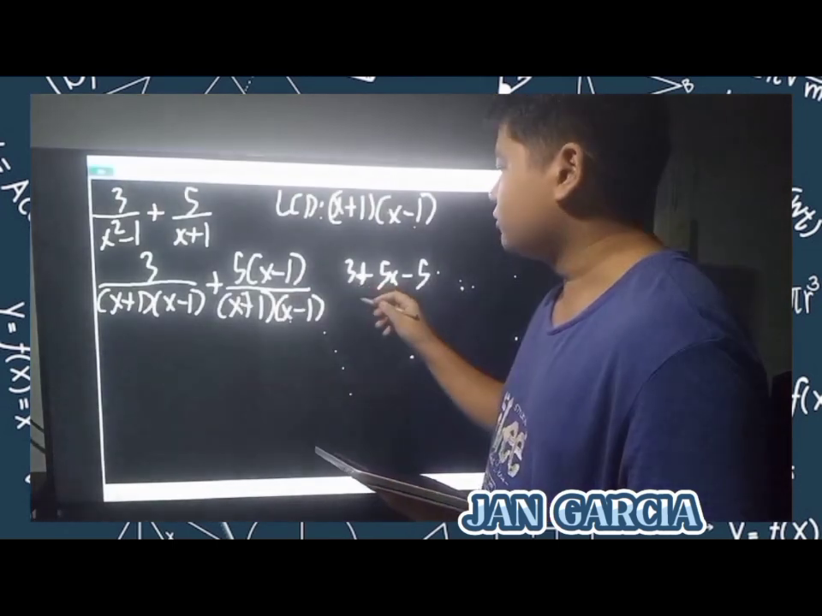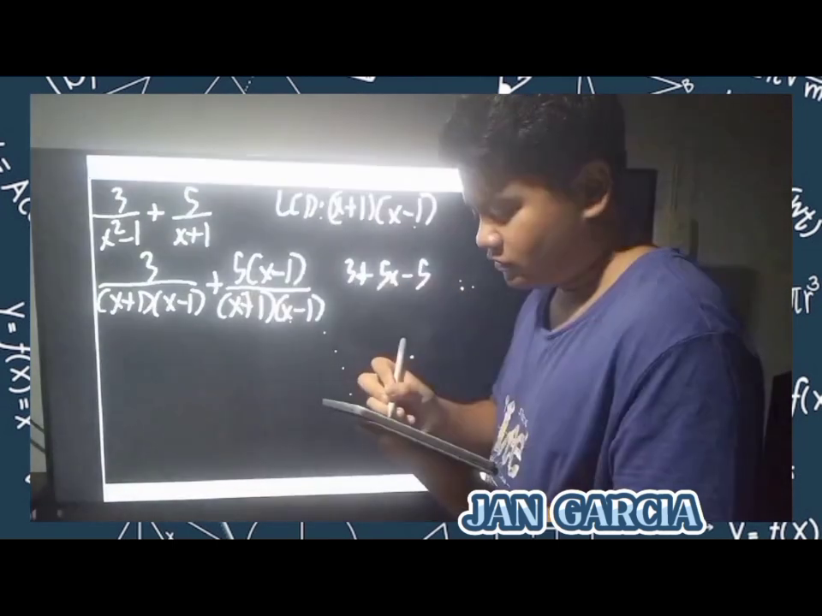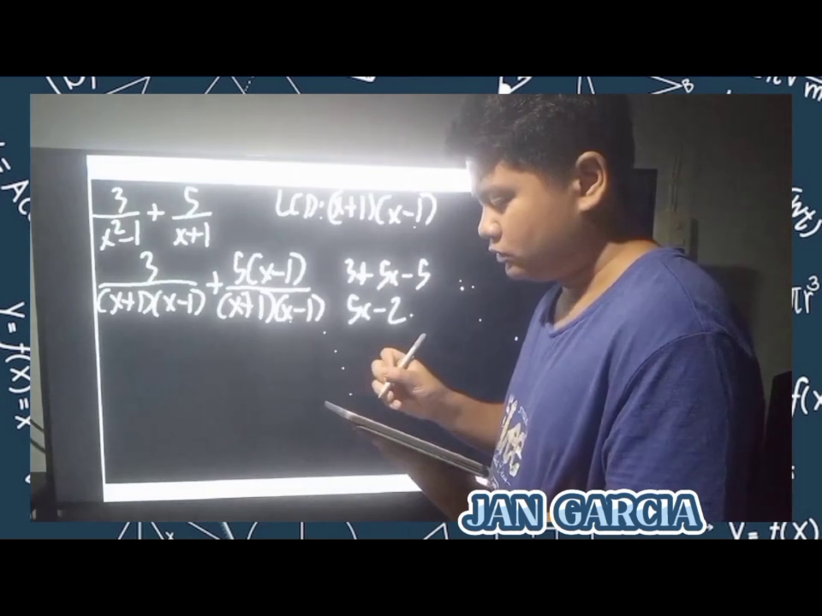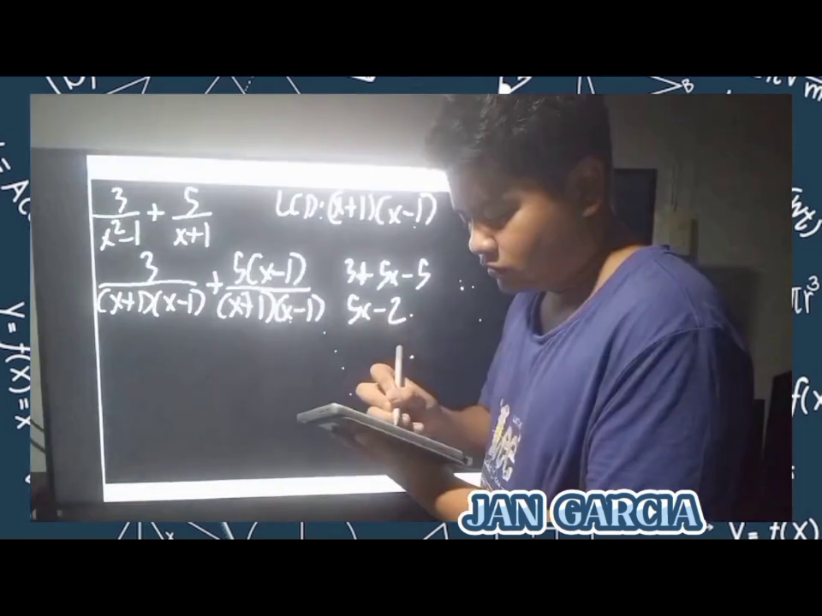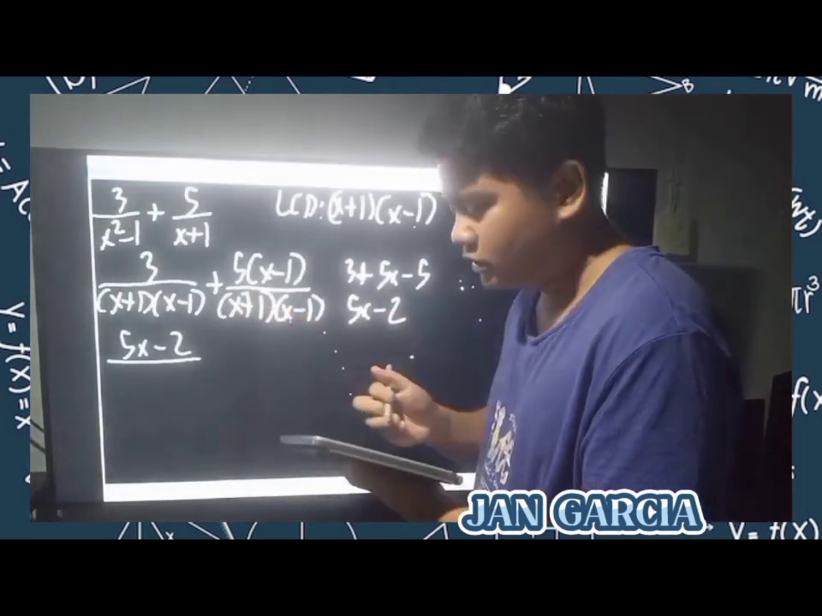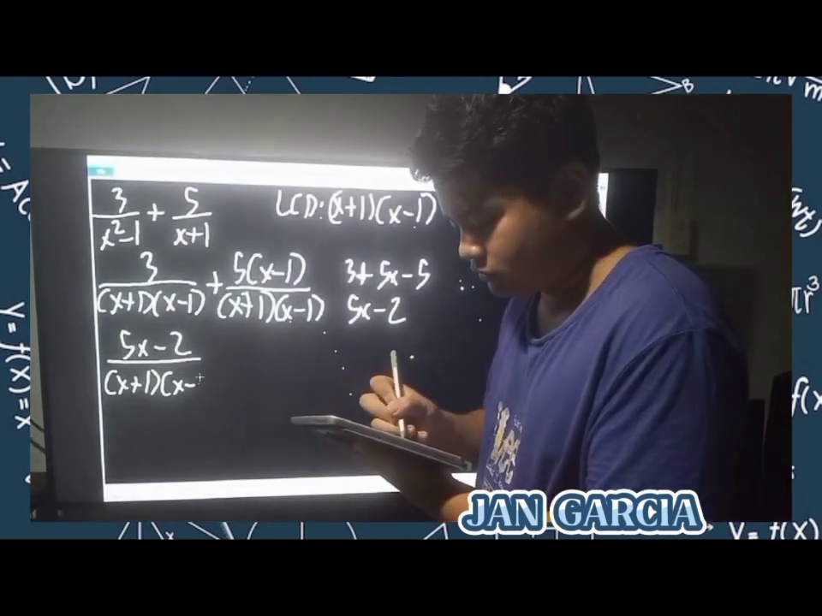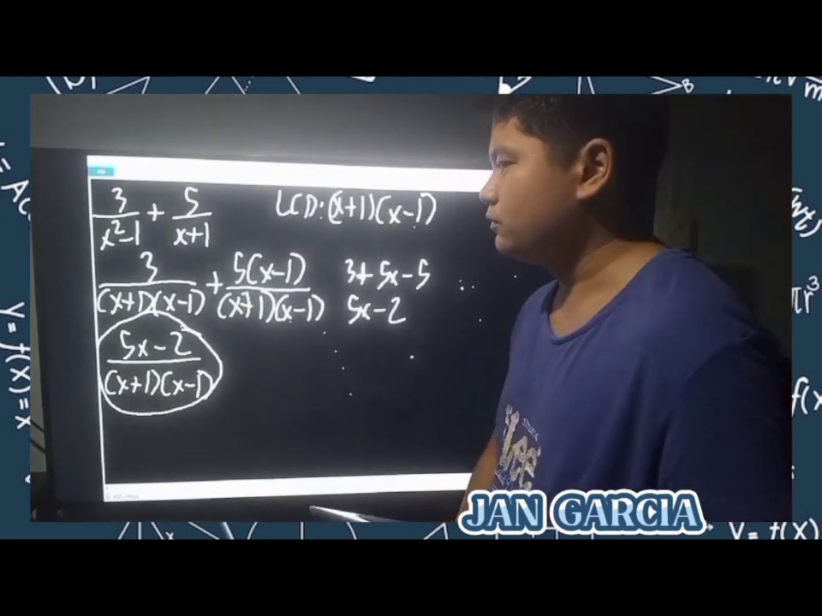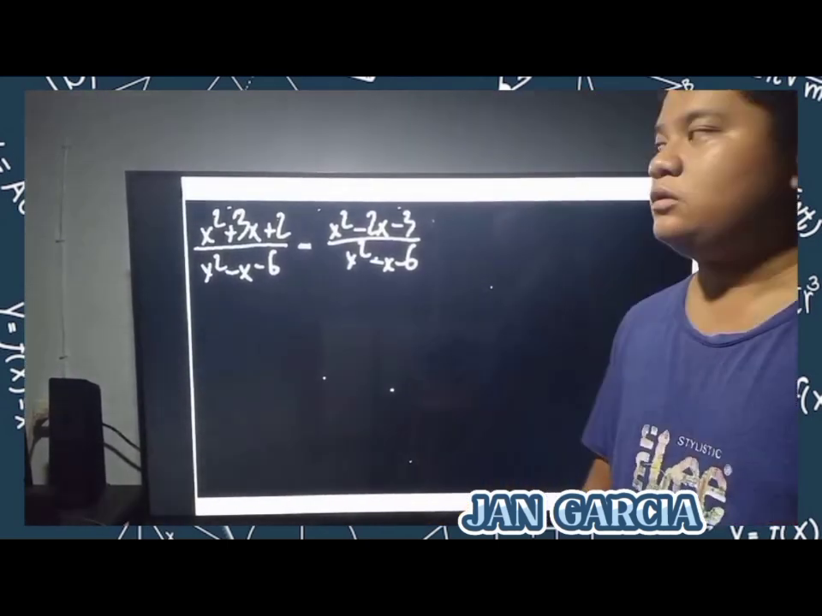Now, combine like terms, 3 and negative 5. So it will be 5x minus 2. And then this is the numerator, 5x minus 2. The denominator, copy the denominator, x plus 1 and x minus 1. This is the final answer. Difficult example of subtracting rational expressions with the same denominator.